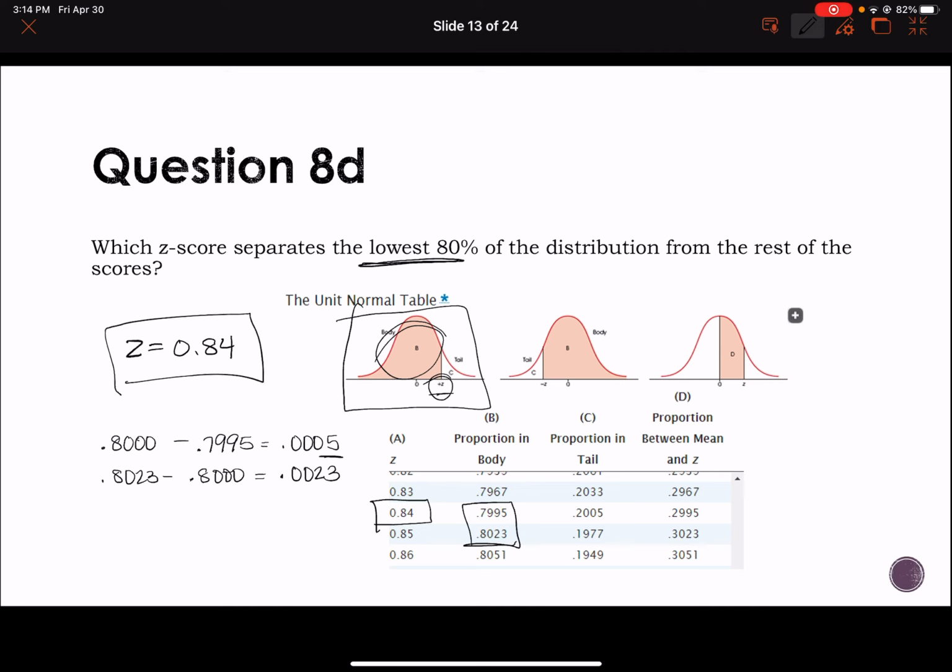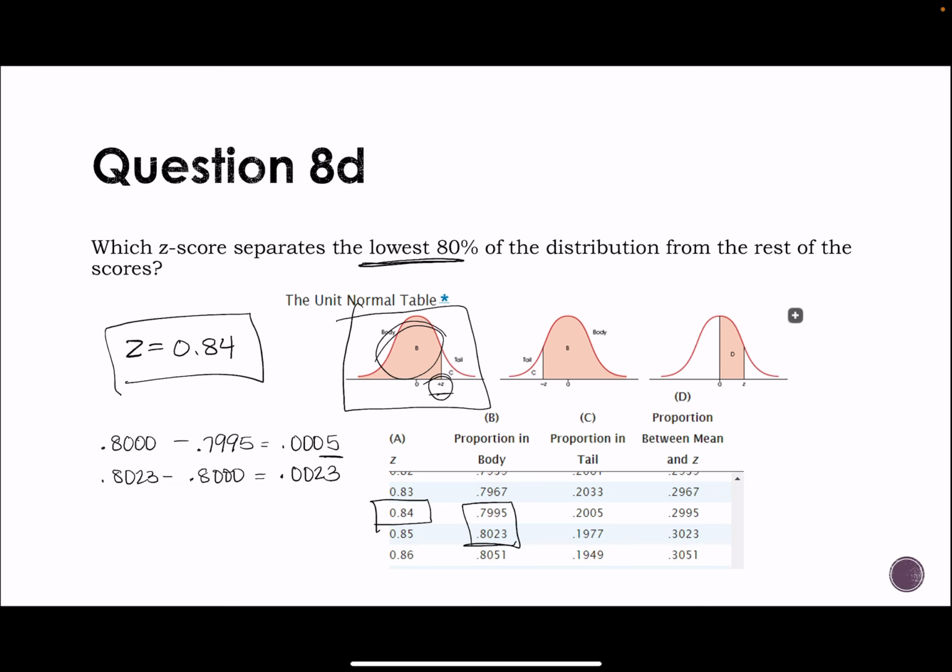For the z-score, as far as reading the charts, I think those are probably the hardest ones where you're having to go backwards, because you need to figure out, is your z going to be above your mean or below your mean? And I want you to really think about it, like it says, the lowest 80%. So that means you want 80% of your data to be below that. Well, if the mean is always going to be 50% of my data below, then 80% would be to the right of that. So you just kind of have to really think about that.